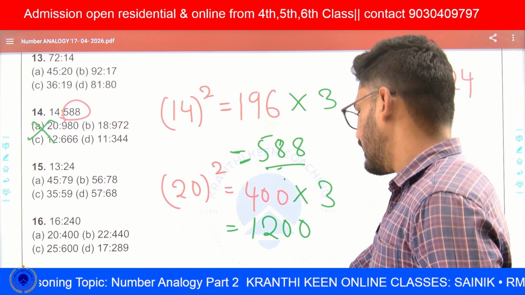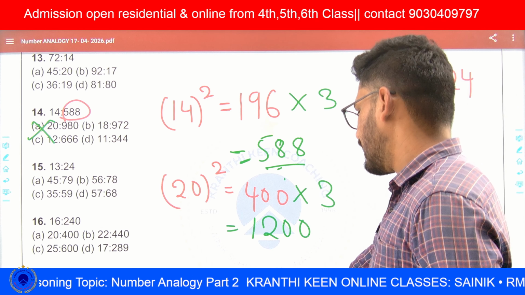Okay, next C, 25. 25 square is how much? 25 square is 625, isn't it? 625 minus 25, then it is 600. Now see the option. 25 is related to 600. Yes, you find it in option C. So this is the approach we have to take. And one more thing, you need not solve all the options. If you practice well, then you can easily find out what the relationship is and which option it is.